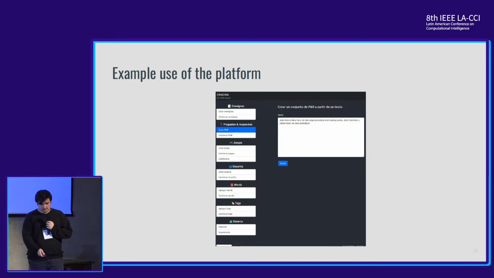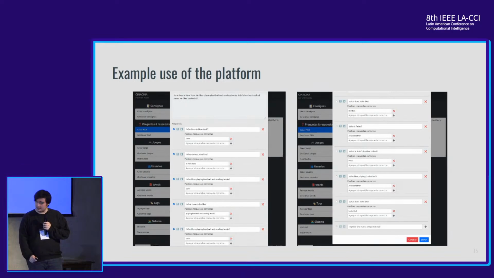And based on that text, we generate question answer pairs. I will try to mark, because I don't think you can see very well, but based on that text, it generates a wide variety of questions here. And so in this case, the teacher would have access to this part, and they could select which questions to keep, which to discard. They can also modify questions and also add possible other answers.